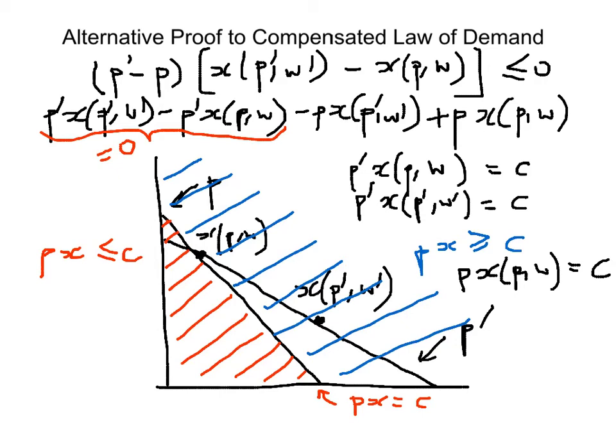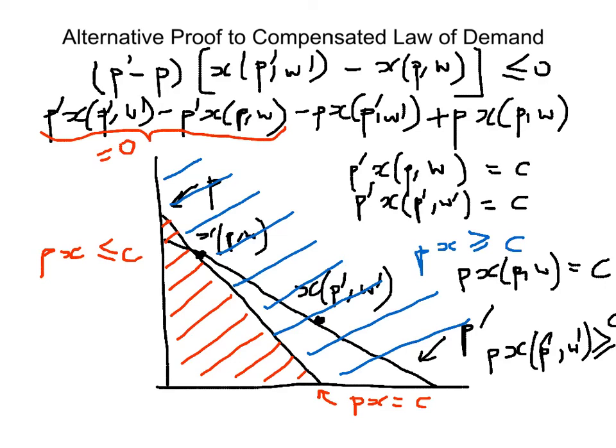For the second bundle, the second bundle is revealed preferred to the first bundle. Why? Because it's picked when the first bundle is available at P prime. So in order for WARP to not be violated, when X is chosen, the second bundle x(p prime, w prime) must not have been available. So the second bundle must fall outside of the original budget set. So it must be in the blue region. So we must have p x(p prime, w prime) greater than or equal to C.